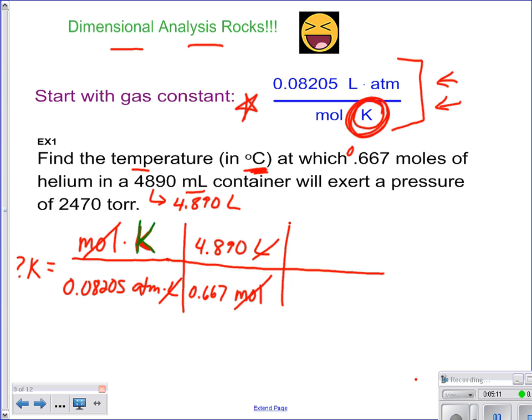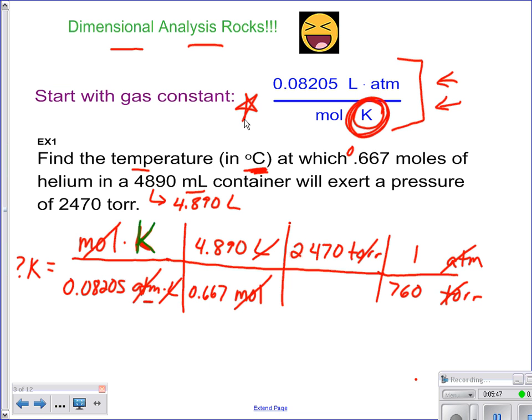Well, I've got atmospheres down here, so I've got pressure in the denominator, meaning I need to put pressure in the numerator in order to make that cancel. Well, those don't cancel, torr and atmosphere. Let's make them cancel. There's torr, there's atmospheres. So we just have to think about our conversion factors that we know, and hopefully you guys have these memorized also. So we know that 1 atmosphere is exactly the same thing as 760 torr. So now everything cancels out beautifully except for Kelvin, which is what we were looking for.